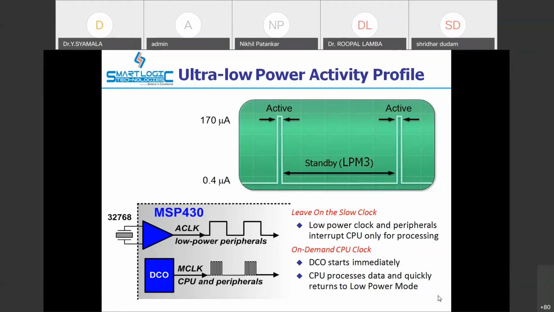On-demand CPU clock is another important thing. You can shut down the clock given to the processor, and only when you need to wake up the processor do we give the clock. The digitally controlled oscillator starts immediately whenever you trigger the DCO. Once the CPU wakes up, it processes the data immediately, and once the data is handed to the peripheral, or sent to your smartphone or a computer, it again goes into a low power mode. That way, you can save much of the power.